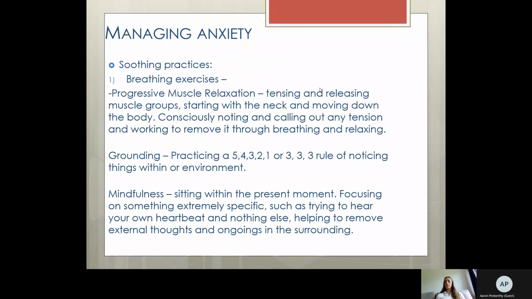Sometimes we talk about grounding ourselves back into the present moment. So it's practicing things within your environment that you can see. So maybe 5 things you can see, 4 things you can hear, 3 things you can touch, smell, or something around you that you can taste. And looking at what's around you in your environment can bring you back into the here and now and help take your mind off that worry that you might be struggling with.